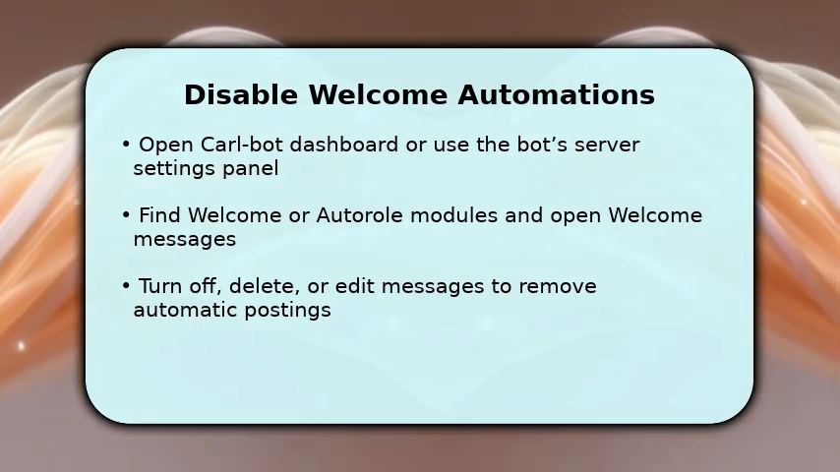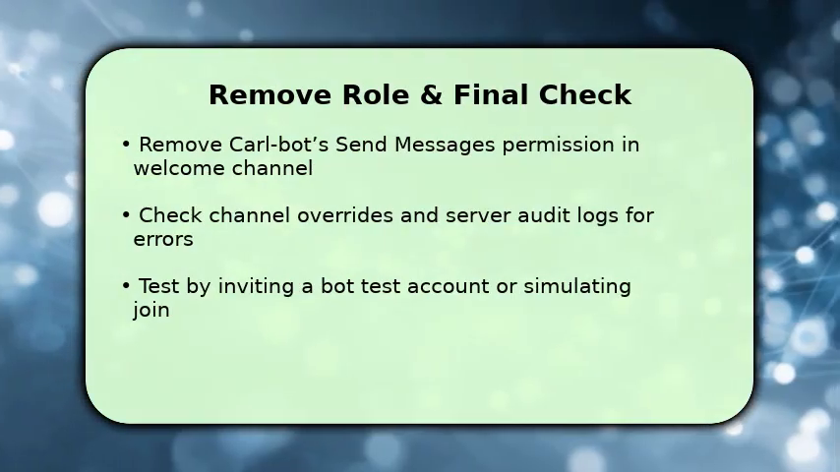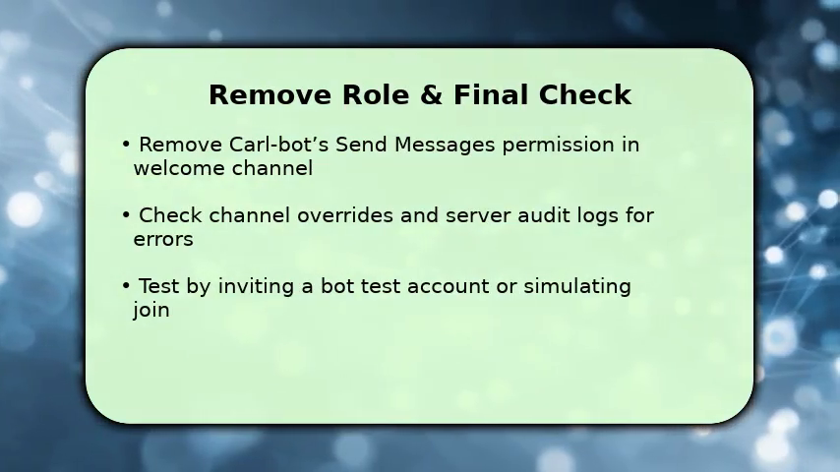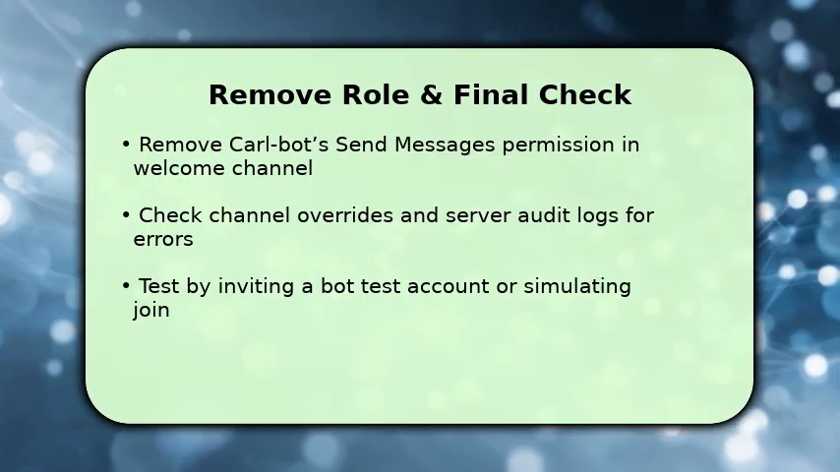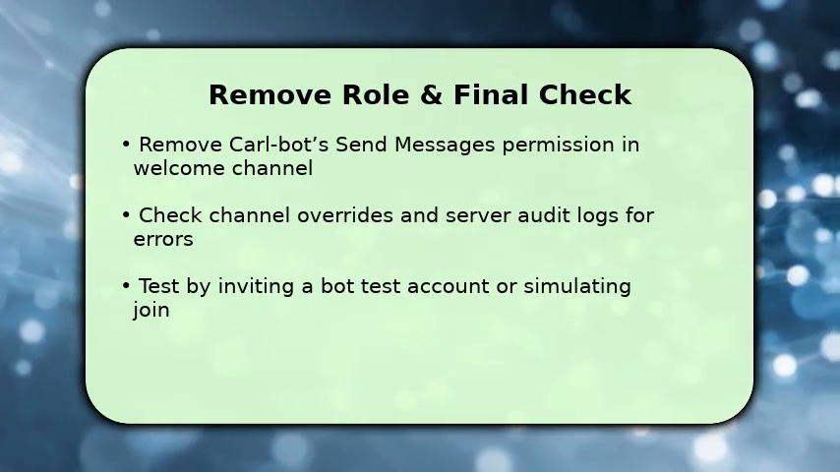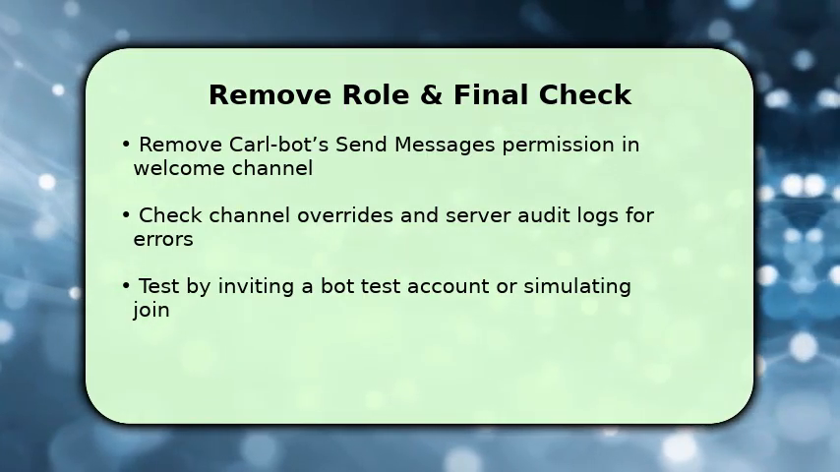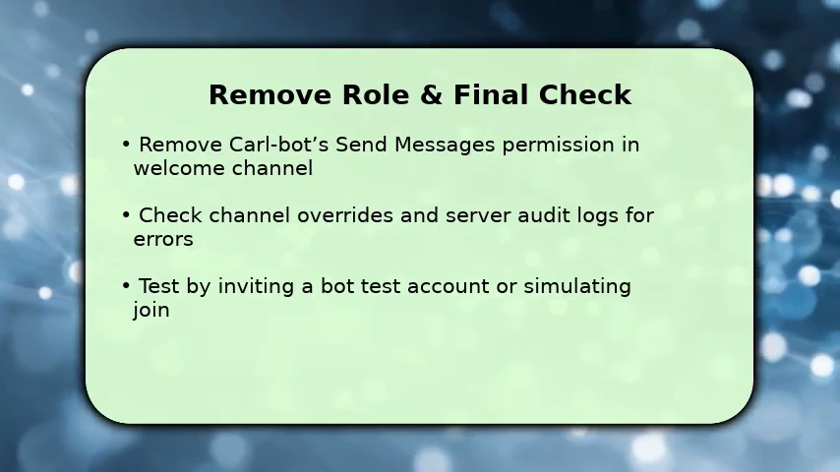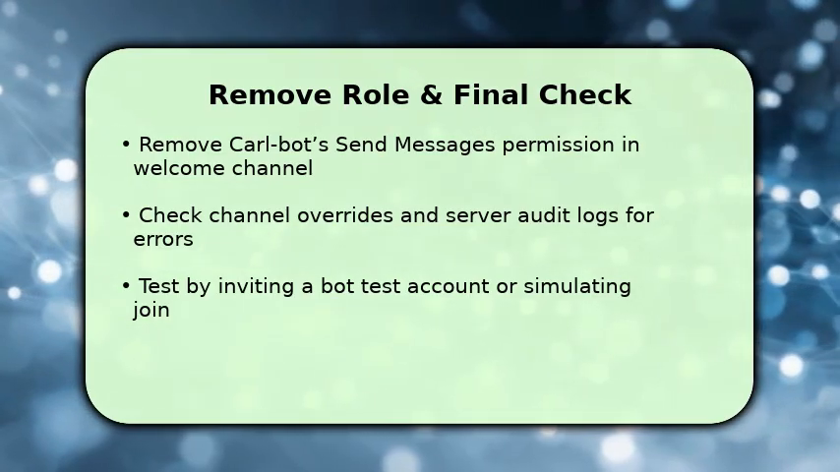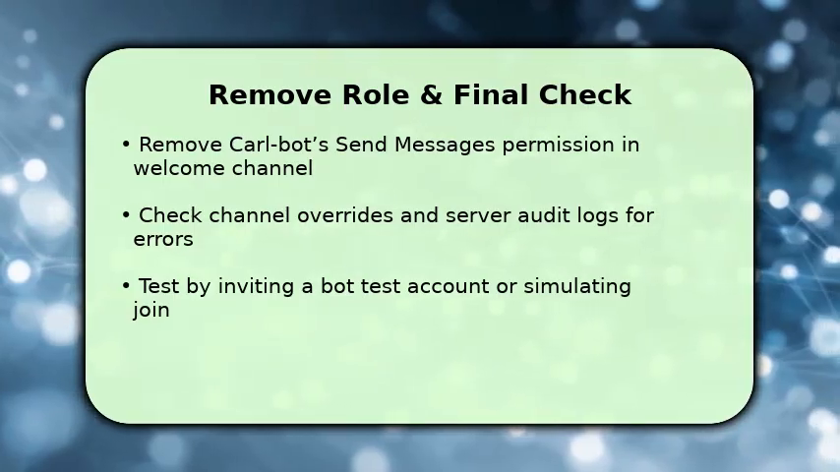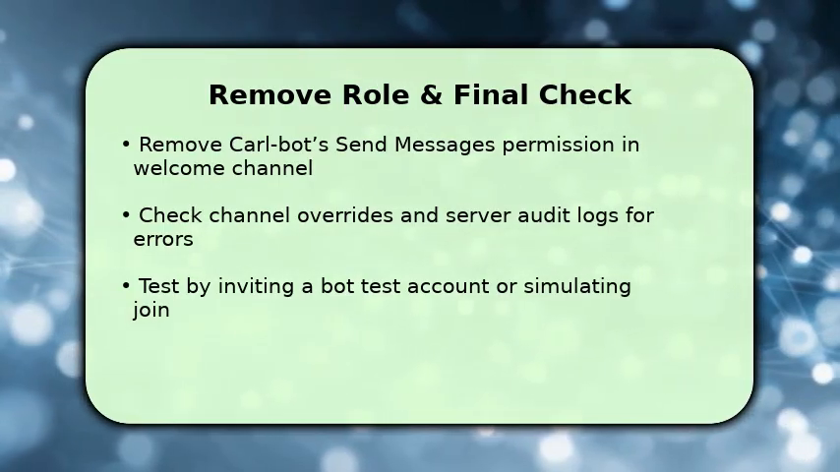nothing relaunches the message. After disabling welcome automations, lock down the channel permissions as a final safeguard. Remove send messages for the CarlBot role or add a channel-specific override. This prevents any residual messages. Once done, check channel overrides and the server audit log to confirm changes took effect.